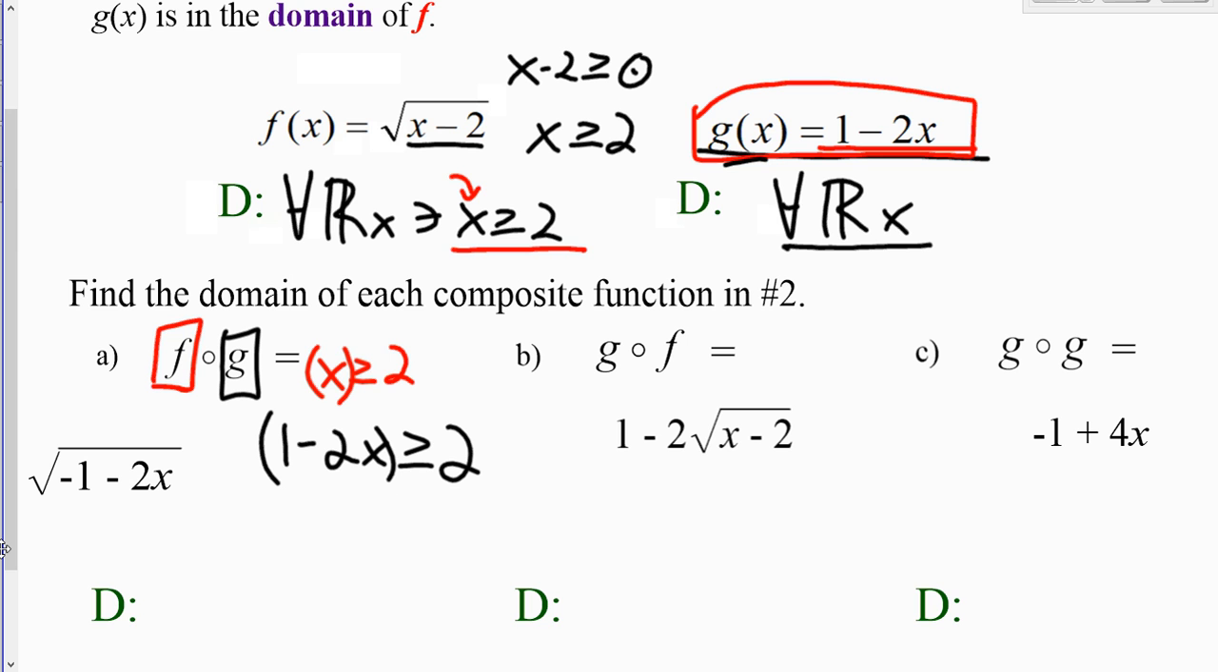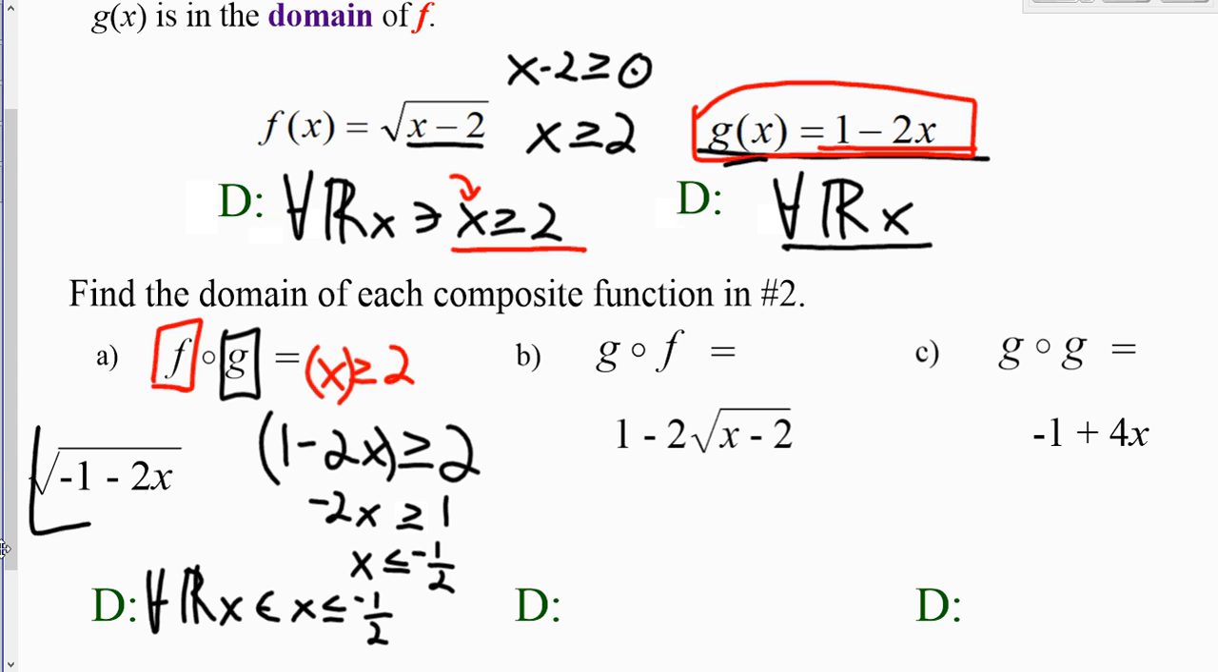If I solve this out, I'm going to go ahead and subtract 1 from both sides, get negative 2x is greater than or equal to 1. Divide by negative 2, so I got to flip my sign. So x has to be less than or equal to negative 1/2. So it's for all real x's, such that x has to be less than or equal to negative 1/2.